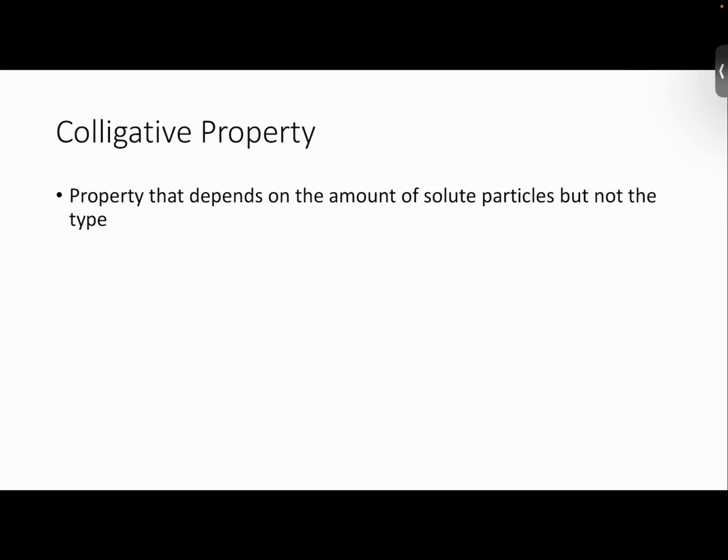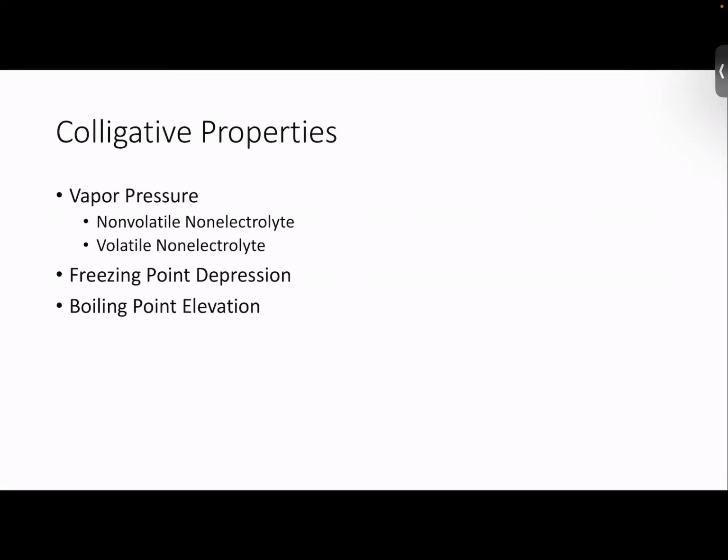Okay, so what are the colligative properties we're going to talk about? We're going to talk about 3 colligative properties. They are vapor pressure, freezing point depression, and boiling point elevation.